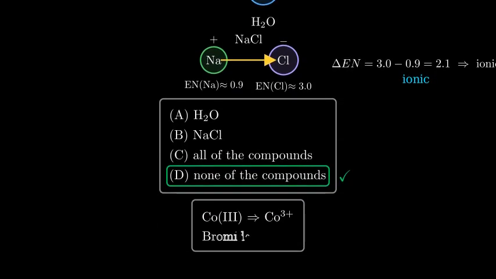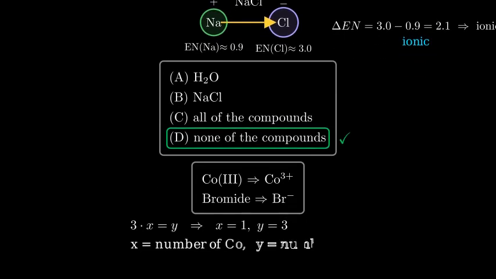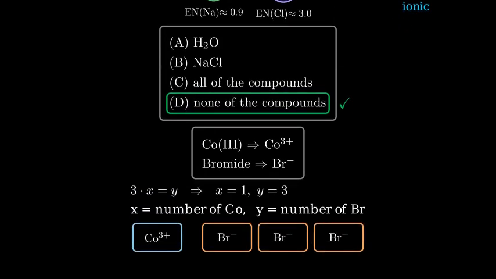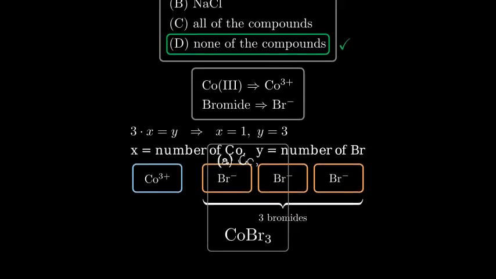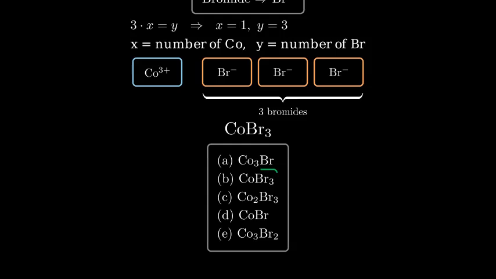Now for cobalt-3 bromide. The name cobalt-3 means Co3+. Bromide is 1 minus. We balance the total charge to make a neutral formula unit. That means 3 positives must be matched by 3 negatives. 1 Co3+ pairs with 3 Br minus. The smallest whole number ratio is 1 to 3, so the formula is CoBr3. Among these choices, the correct one is option B, CoBr3.